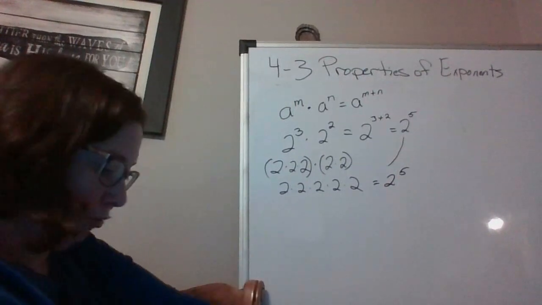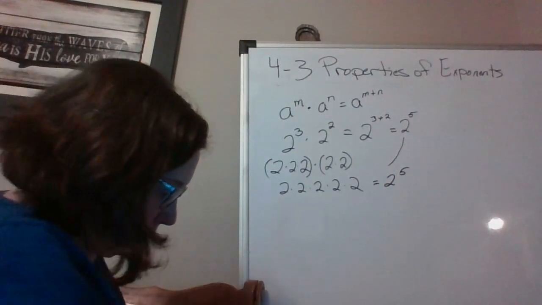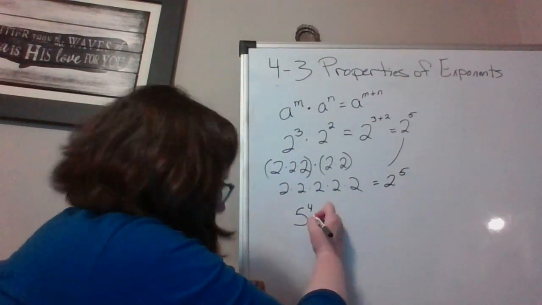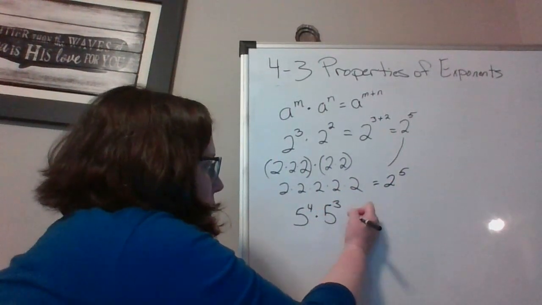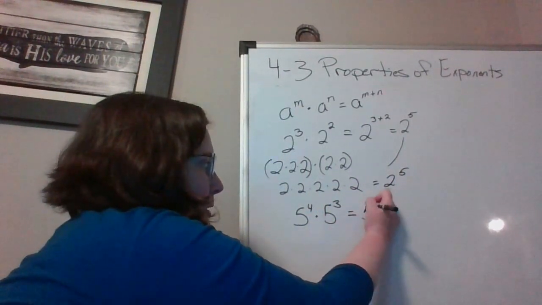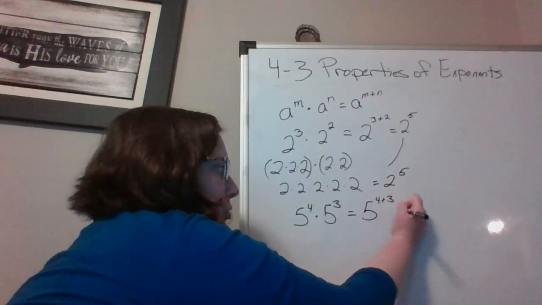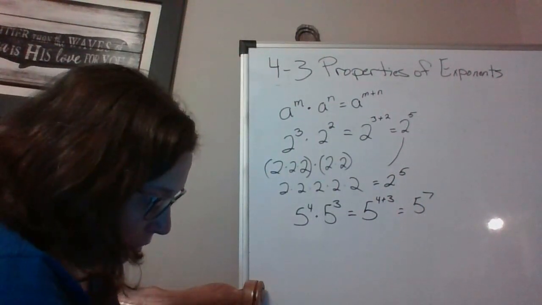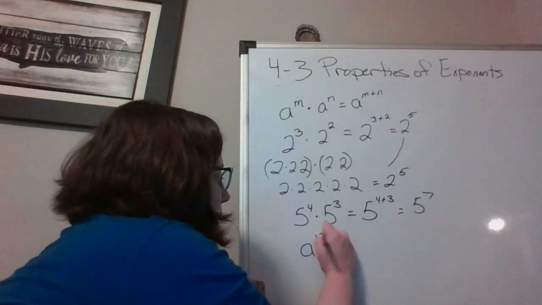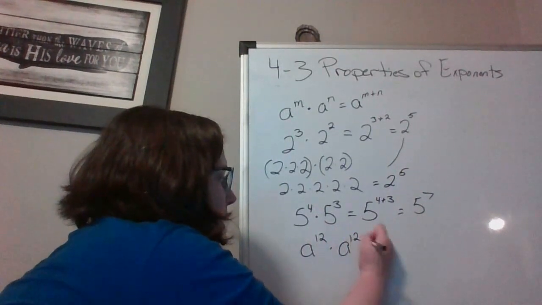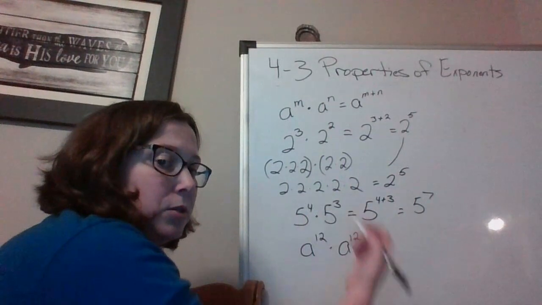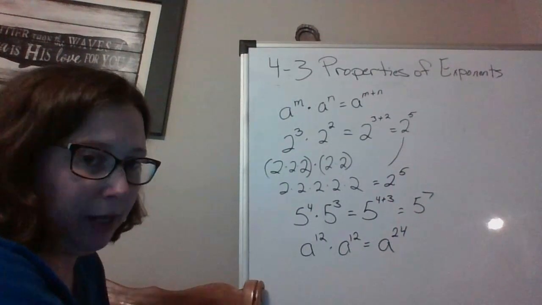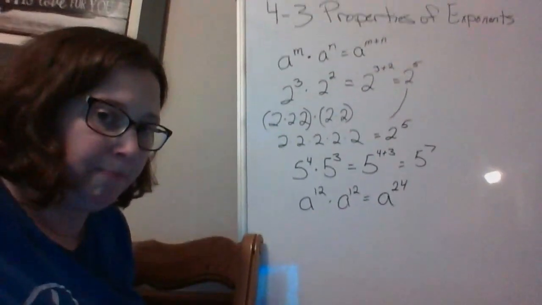Let me give you a few more examples of what this looks like. So if we have 5 to the 4th times 5 to the 3rd, we have the same base, so you keep the base and you add the two exponents. So we would have 5 to the 7th power there. The next example here looks like this, a to the 12th times a to the 12th. Same base, so we keep that same base of a. We add our two exponents, so we would have a to the 24th power.